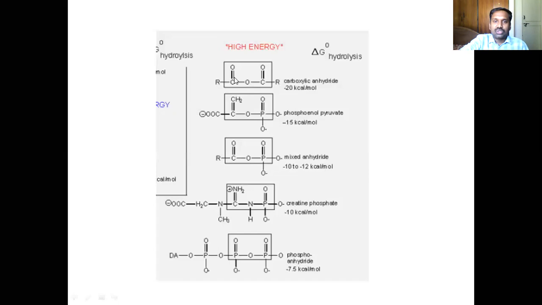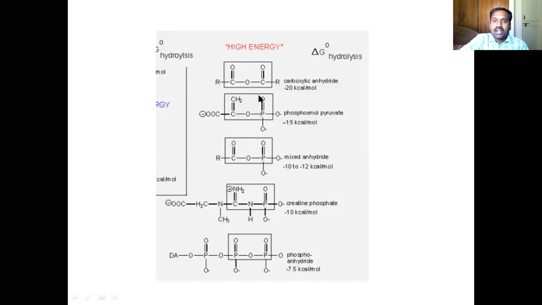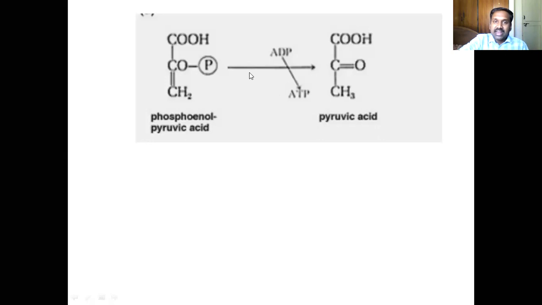Phosphoenol pyruvate belongs to the second category of bond-containing molecules. When phosphoenol pyruvate is hydrolyzed, minus 15 kilocalories per mole is liberated. This minus 15 kilocalories per mole can be coupled with ADP phosphorylation, which requires plus 7.5 kilocalories per mole. So phosphoenol pyruvate becomes just pyruvic acid, and the phosphate group is transferred to ADP and ATP is made.